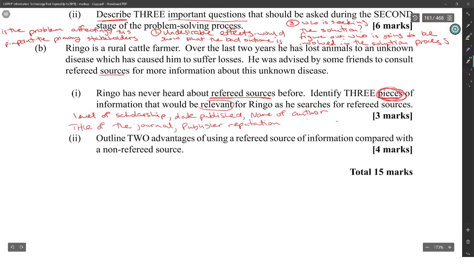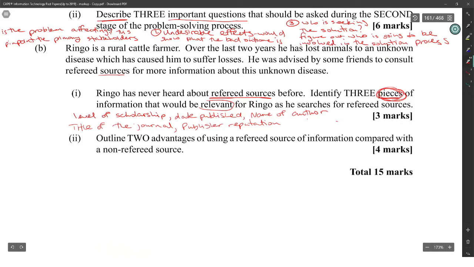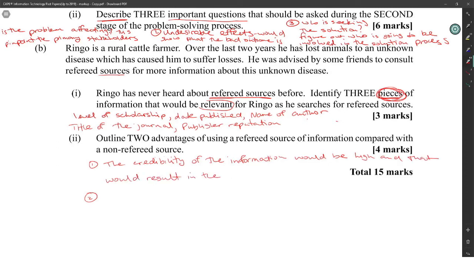Next one, outline 2 advantages of using refereed source of information. Refereed source of information compared with a non-refereed source. 2 advantages. Alright, so now we could kind of go with not the pieces of data, but with the reasoning behind it. The credibility of the information would be high, and that would result in the farmer having more confidence.